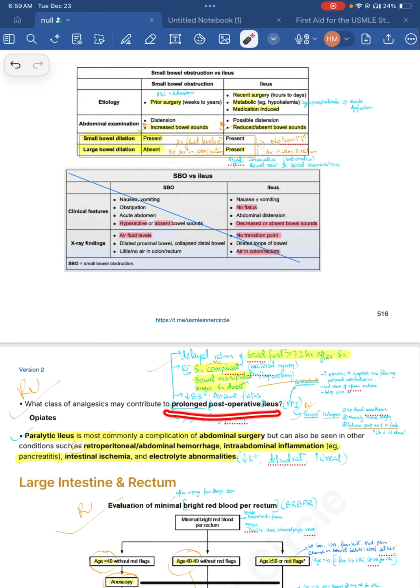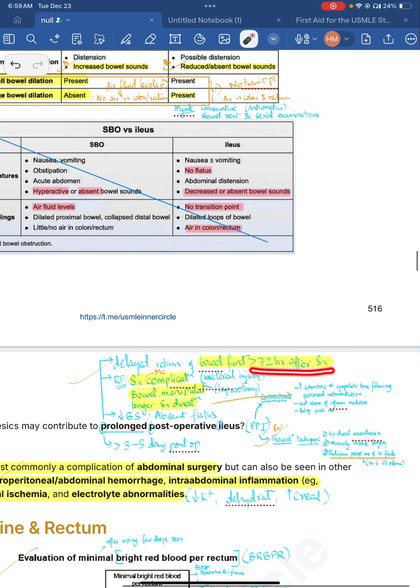What is prolonged post-operative ileus? When your ileus is not resolved even after 3 to 5 days post-op, it is called prolonged post-operative ileus. Even after 3 days, more than 72 hours after surgery. What are the risk factors? Surgical complications like ureteral injuries are the most common cause. Bowel manipulation was done, longer surgery duration. Bowel sounds are decreased and you have absent flatus.